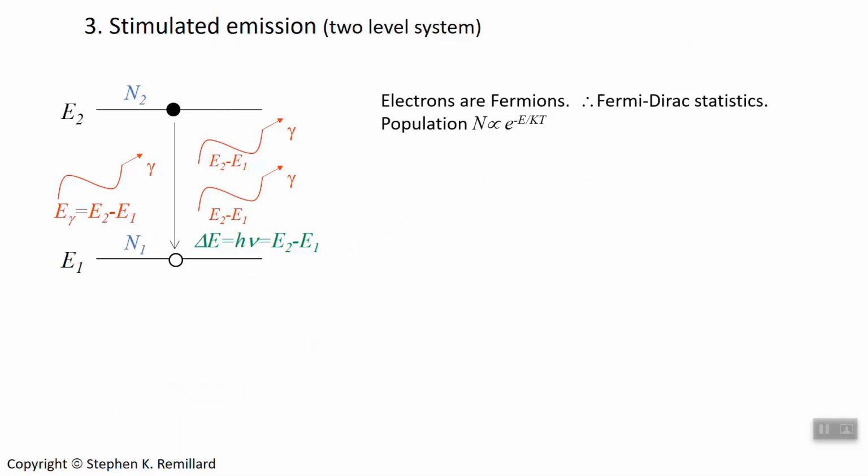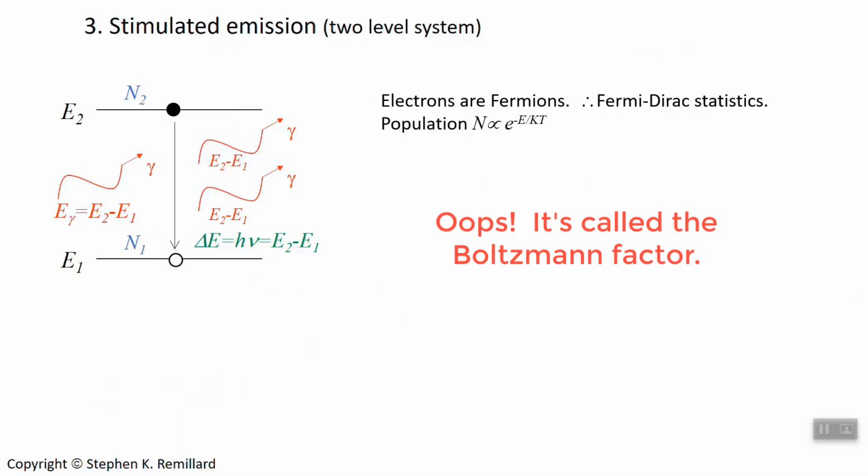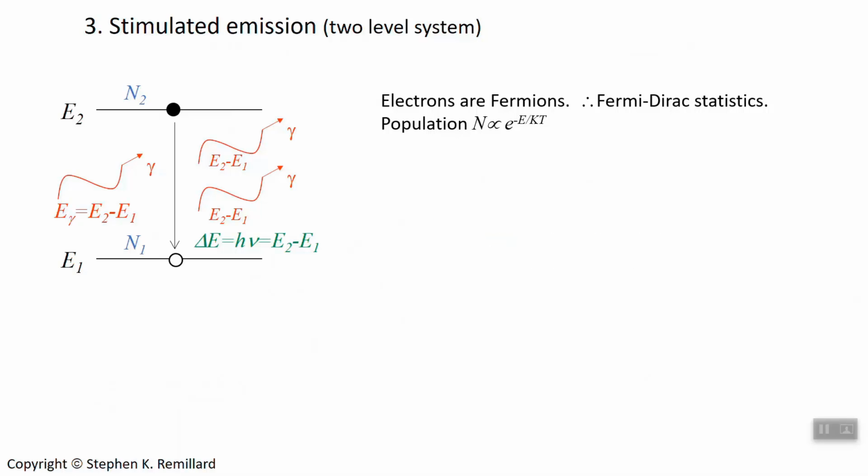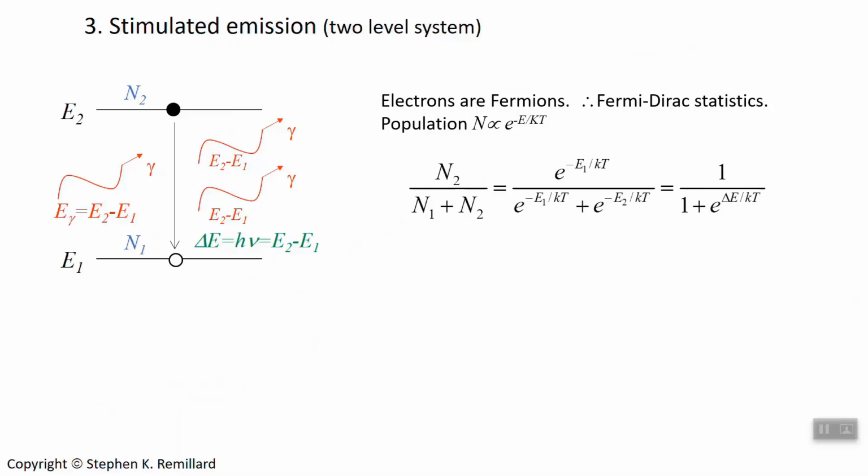We have to analyze this statistically. The electrons are fermions, therefore they're going to obey Fermi-Dirac statistics, whereas the photon obeys Bose-Einstein statistics. The nice thing about fermions is that their population can be described by what's called the Fermi function, as long as you're at a reasonably high temperature. So the number of electrons up in the excited state is proportional to e to the minus energy of that excited state over kT, and the number of electrons in the ground state is proportional to e to the minus energy of the ground state over kT.